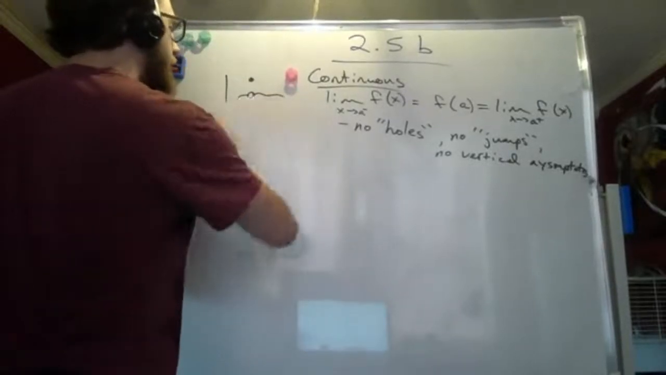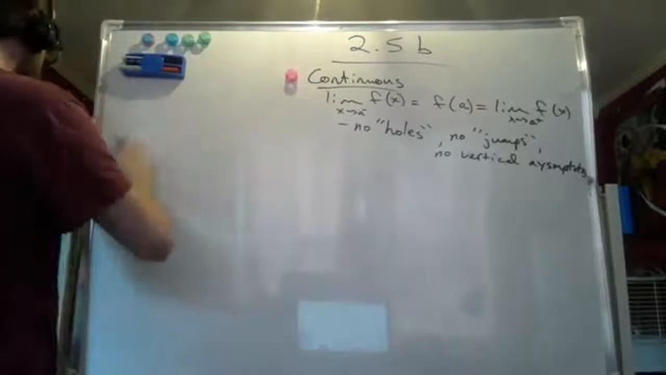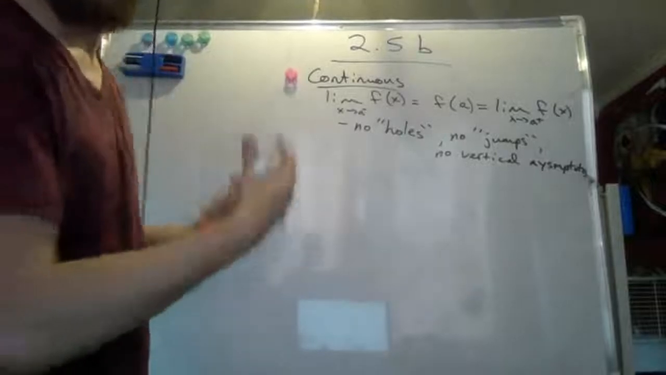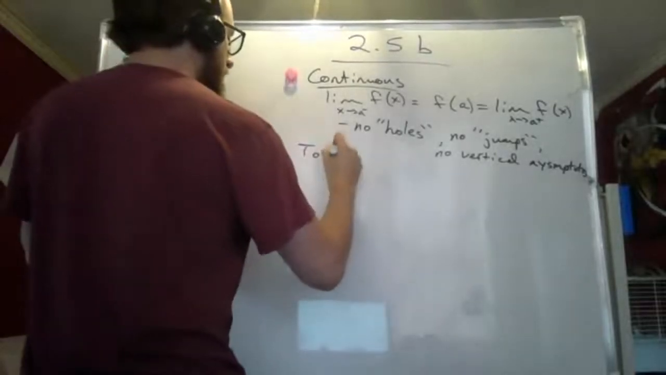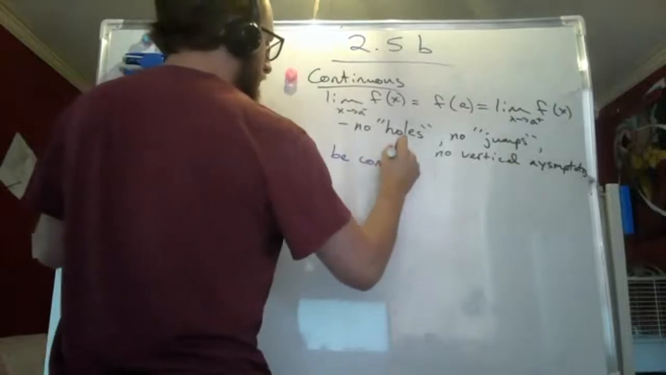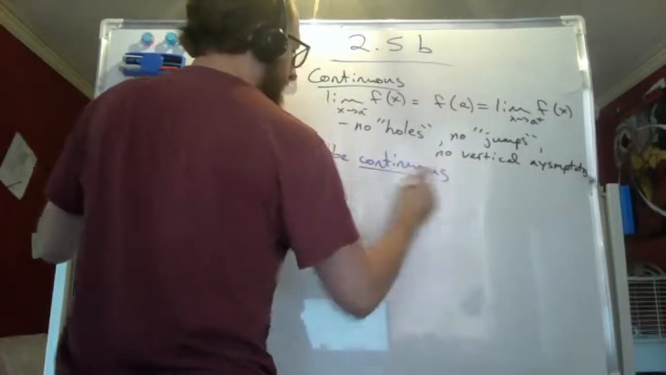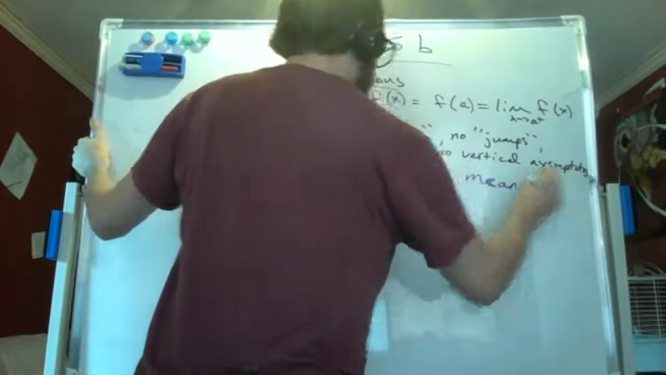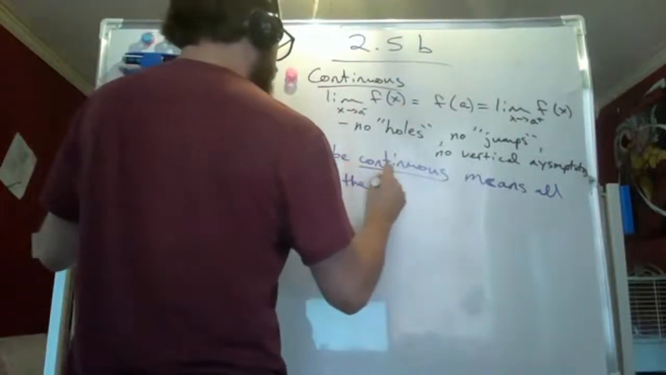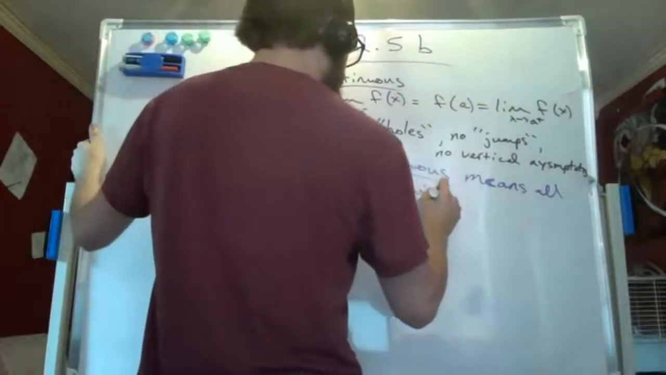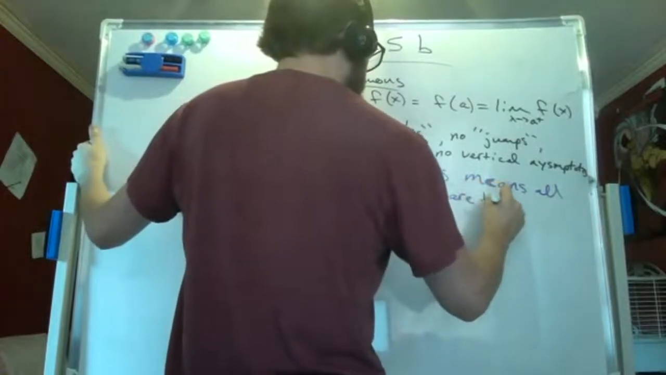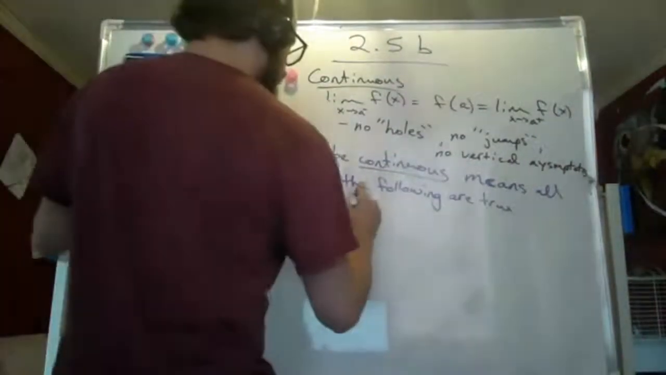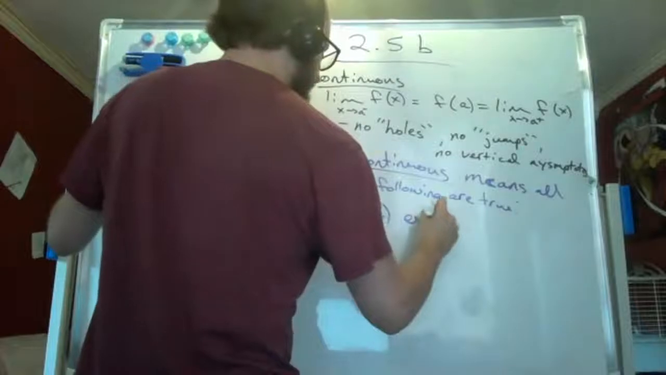But we'd like to further clarify what it means to be continuous. So what we mean here is to be continuous means all of the following are true. And so what am I talking about here? Well, 1, f of a exists.